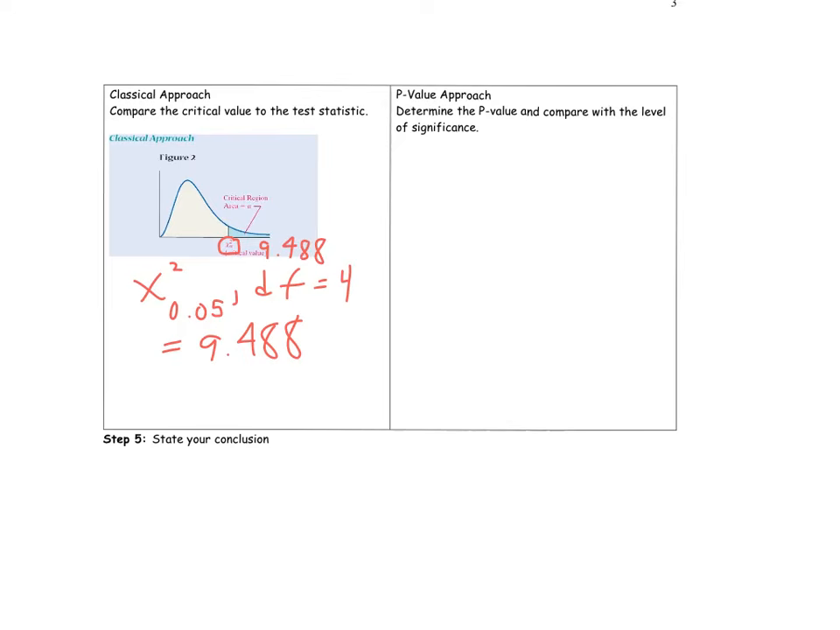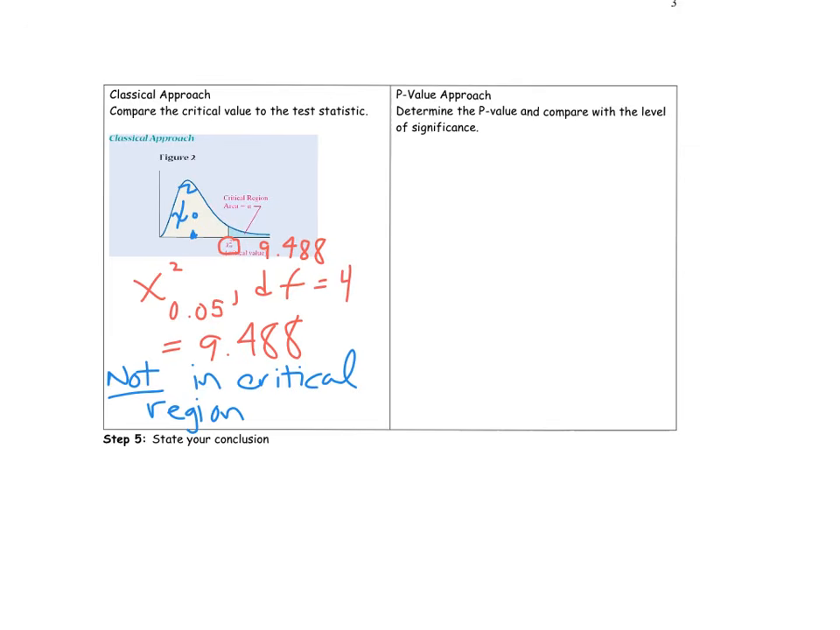That's our chi-squared distribution. So we can see that our test statistic, which is 3.01, is definitely not in our critical region. It's in the OK zone. So not in the critical region. Okay, so we're not going to reject the null hypothesis.